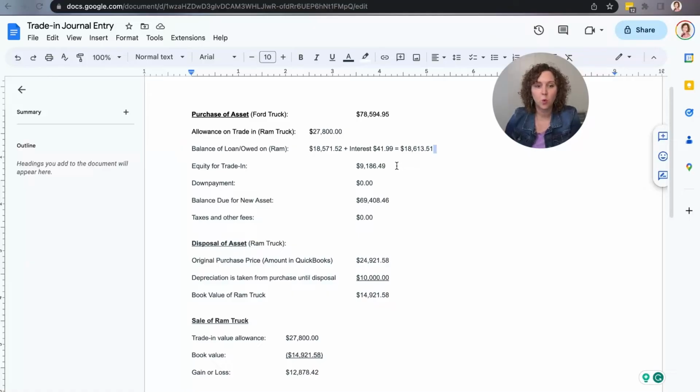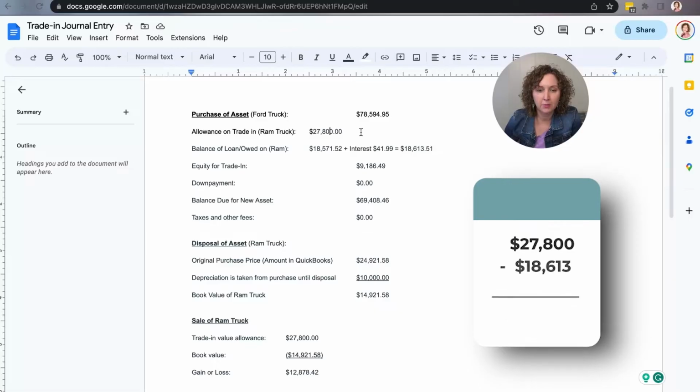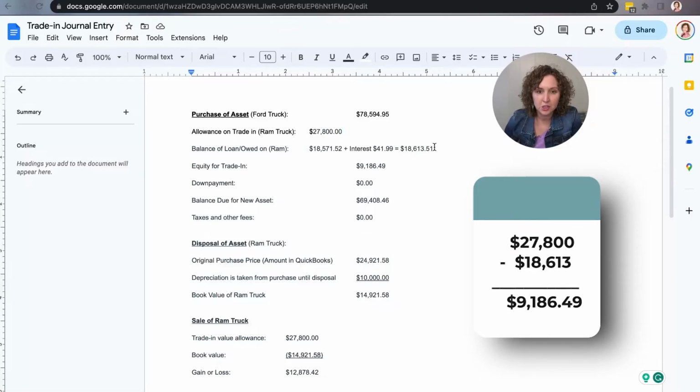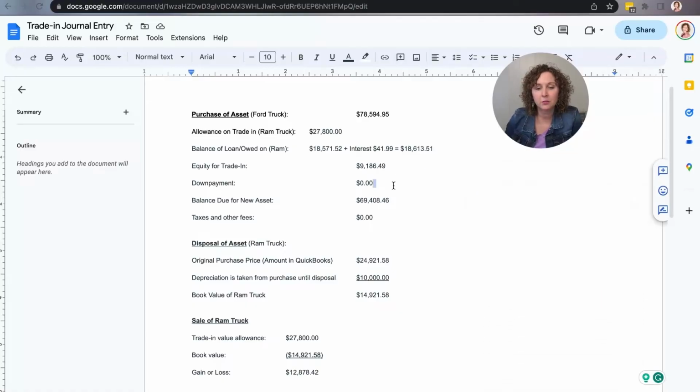So the way this works is your trade-in value or your equity is the amount that they gave you for the trade-in minus what it's going to cost you to pay off your loan. That's where this math comes from. We'll use it later. If you actually put money in for a down payment, you're going to need to add that in. In this example, they didn't have that because they used a vehicle as the trade-in.